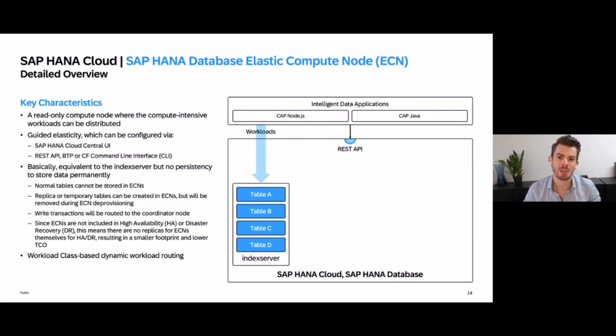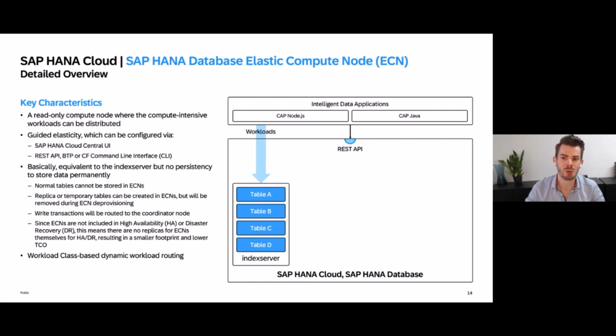So as I stated, this technology is really for read-only workloads because all write transactions are routed via the coordinator to the persistency, basically. The service can be used in different ways. So you can trigger the creation or the provisioning of Elastic Compute Nodes via API, but also via HANA Cloud Central, which I will demonstrate later on briefly.